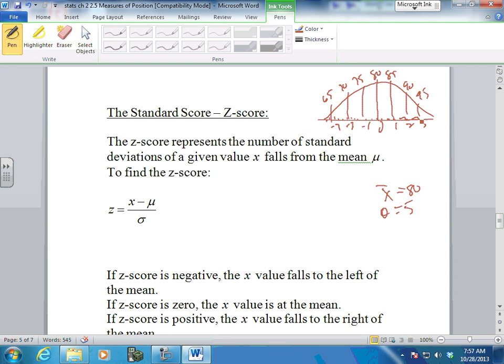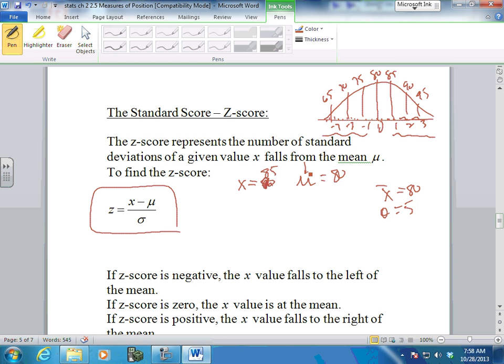Now when we look at this curve, we can see your zero is in the middle, your negatives are to the left, your positives are to the right. So when we use this little formula, we need to say, where exactly does your score fall? That's what's going to determine whether you're negative or positive. That's what's going to help you figure out which way do I subtract these. So say, for instance, my score is 85, and my mean is 80.